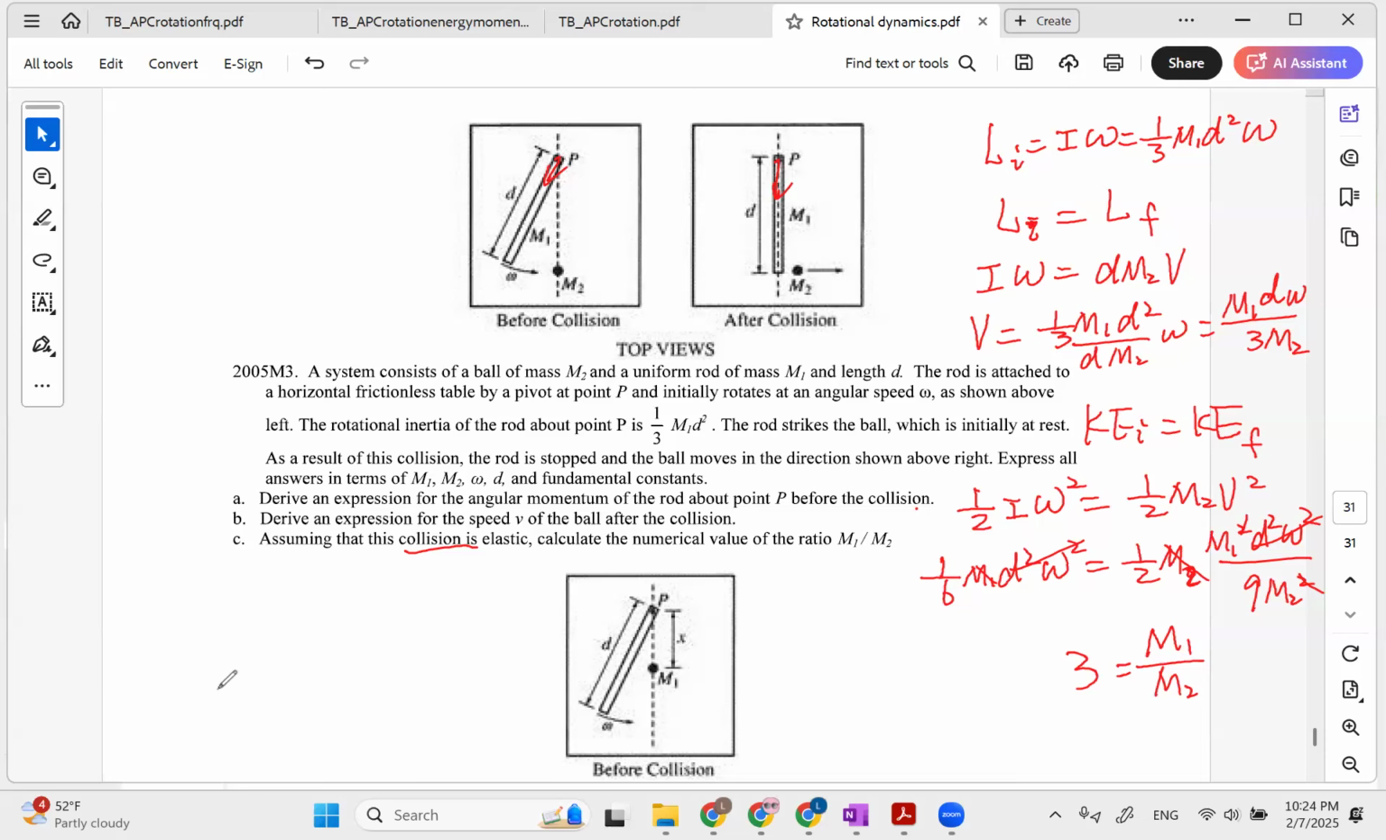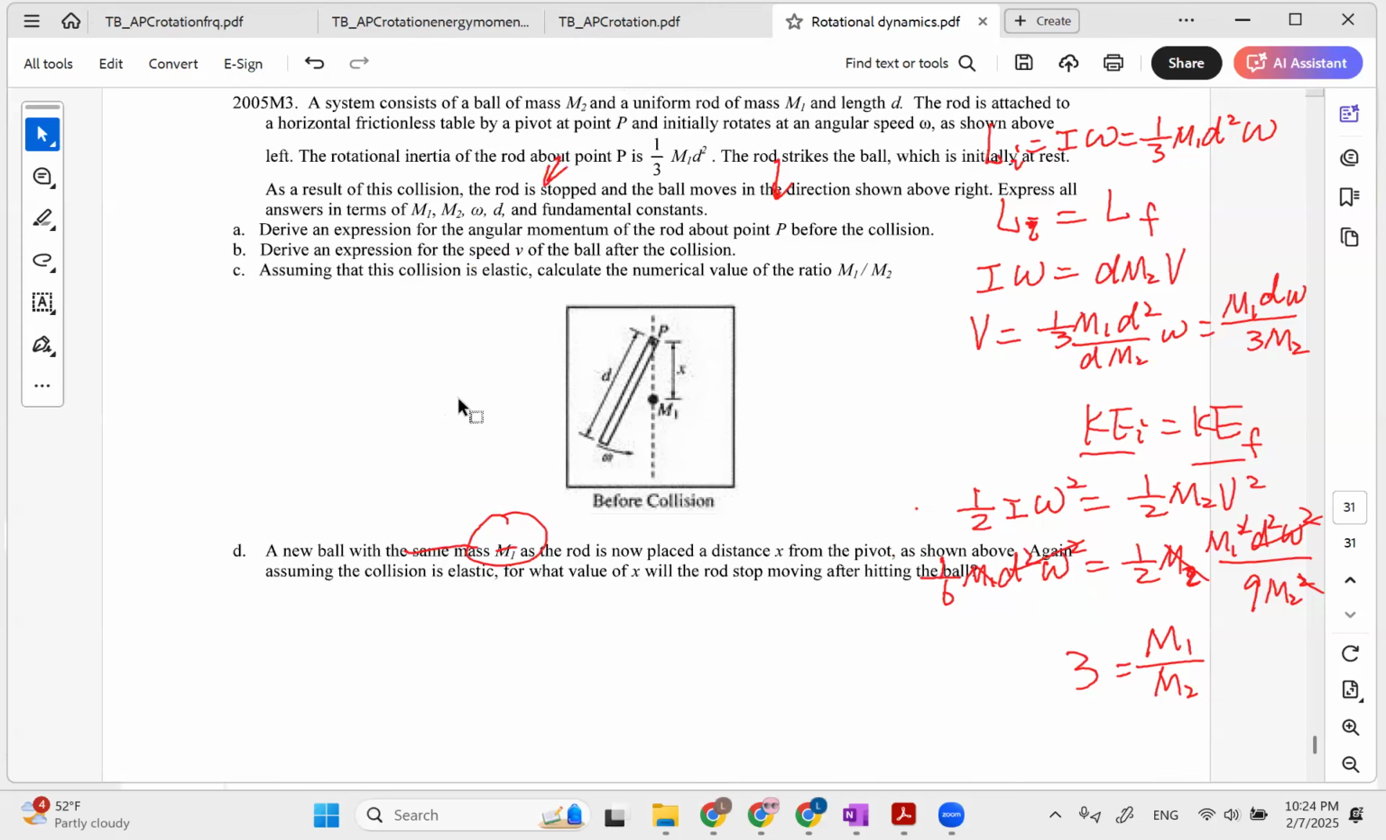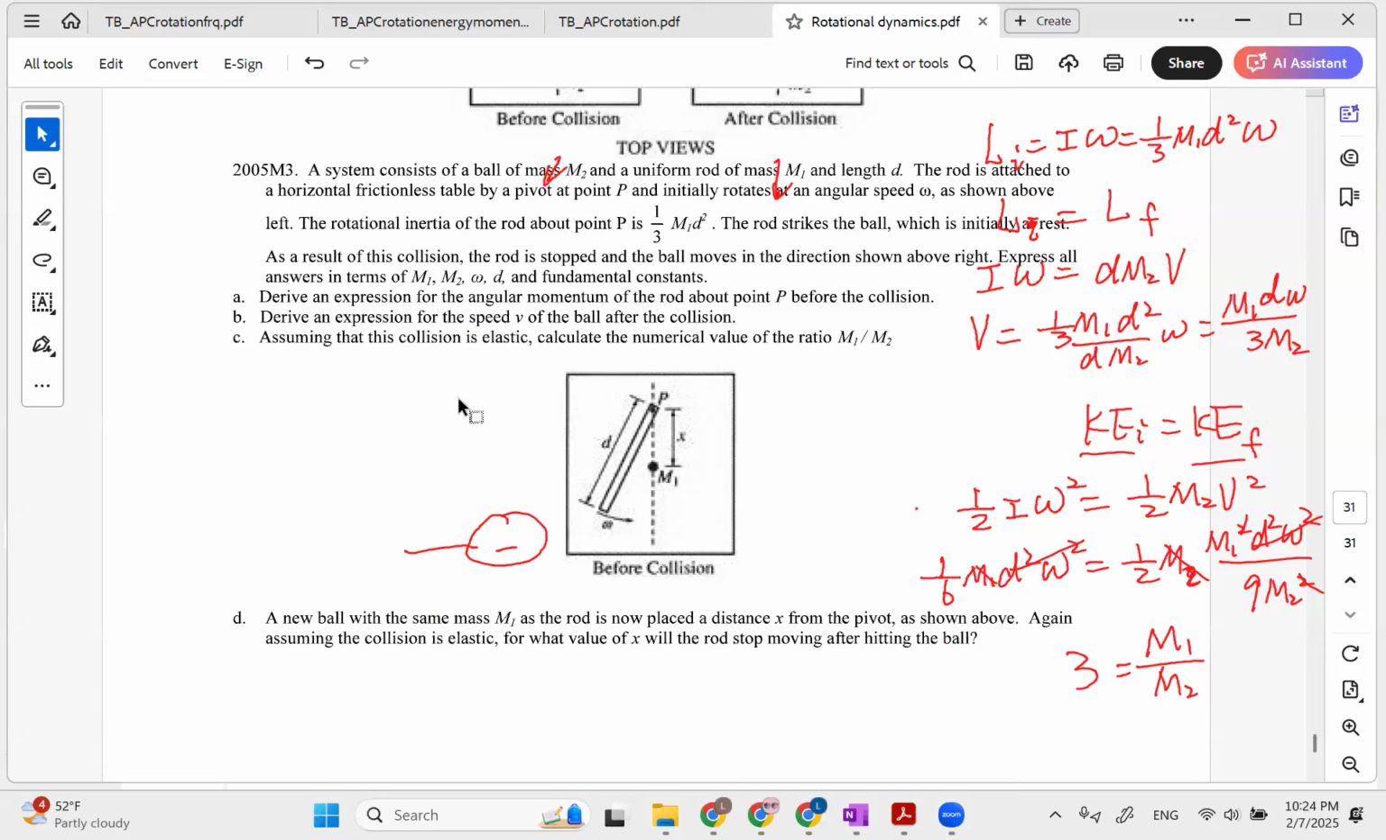Good? Wait, how does the elastic affect this? Because the question tells you it's elastic, so you can use that kinetic energy is conserved. Initial kinetic energy equals final kinetic energy. The question has to tell you it's elastic to use this equation. Okay? Now, how about D?